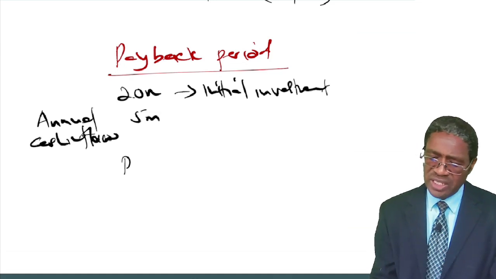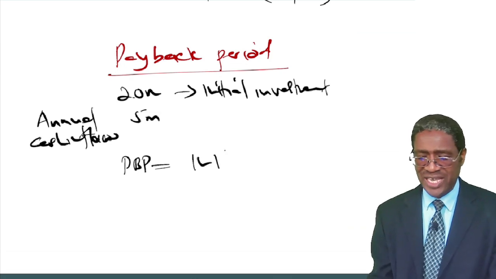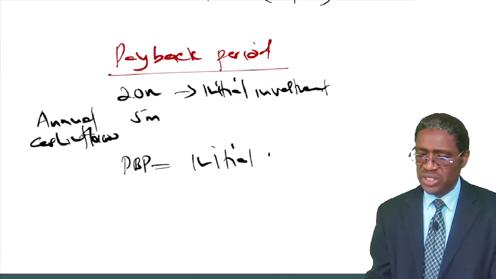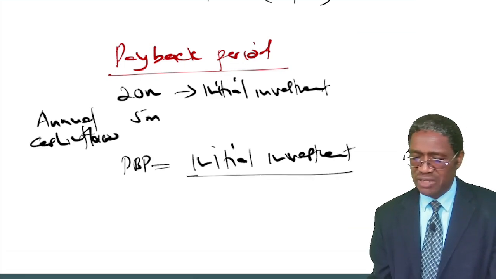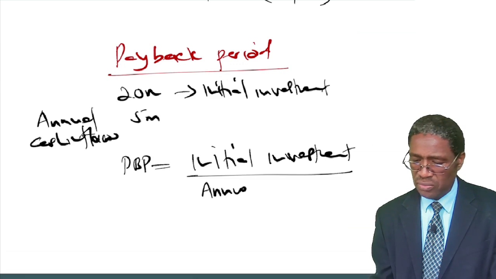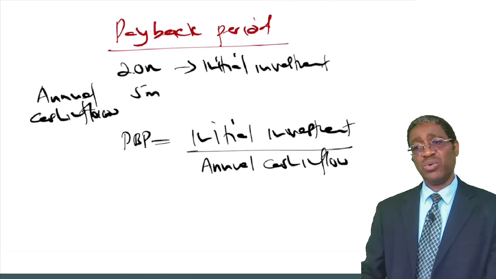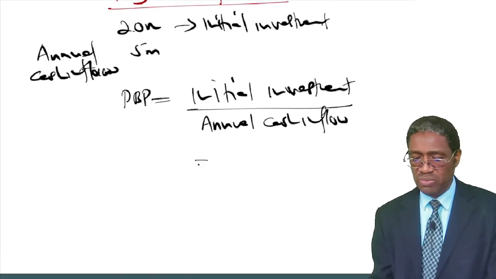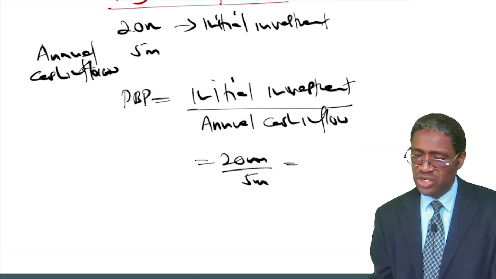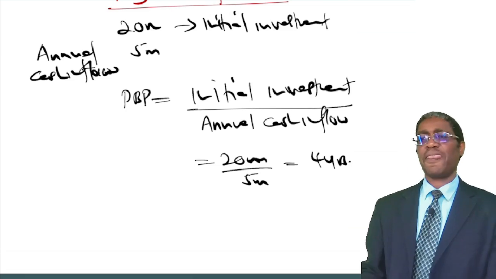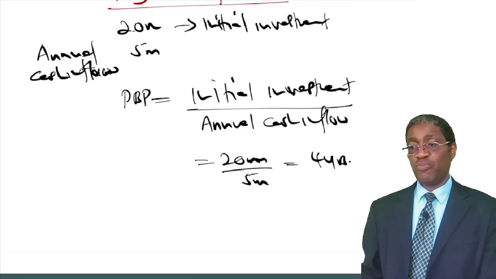So how are we getting the 4 years? The payback period equals the initial investment, which is your 20 million, divided by the annual cash inflow. From this illustration, it will be 20 million divided by 5 million, which gives you 4 years. Good. So that is the payback period of project A.